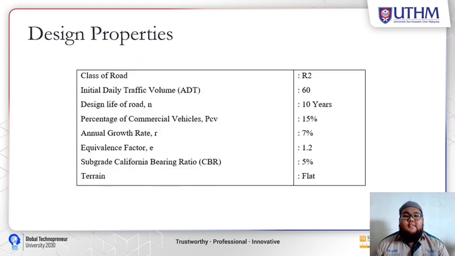Design properties. Class of road is R2. Initial daily traffic volume or ADT is 60. Design life of road is 10 years. Percentage of commercial vehicles, PCV, is 15%. Annual growth rate 7%. Equivalent factor 1.2. Subgrade California bearing ratio, or CBR, is 5%. And the terrain is flat.